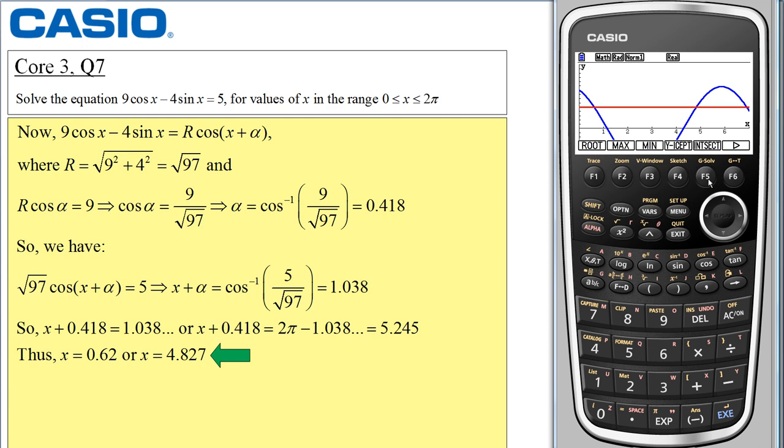Notice that my calculator is in radians mode, which is what I require for this question. If I needed to change it, I could use shift and menu to go into the setup and to change the angle measure to degrees.